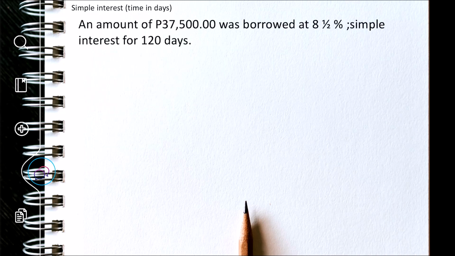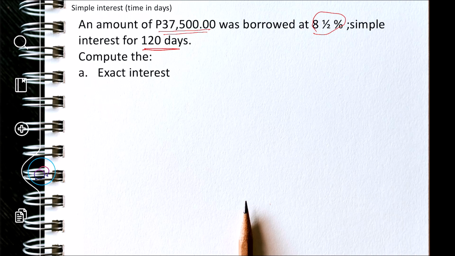Next. Example. Tignan niyo po ito. That is an amount of 37,500 pesos was borrowed at 8 and 1/2% simple interest for 120 days. Now, kumpitin natin yung exact and ordinary interest tungkol dito.